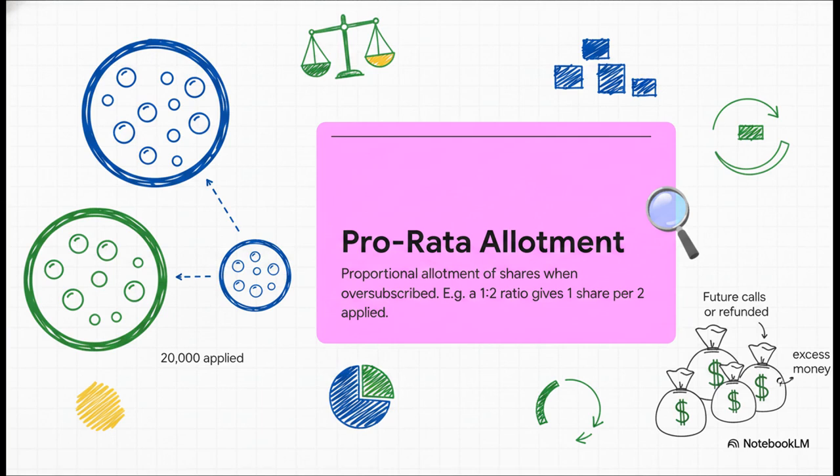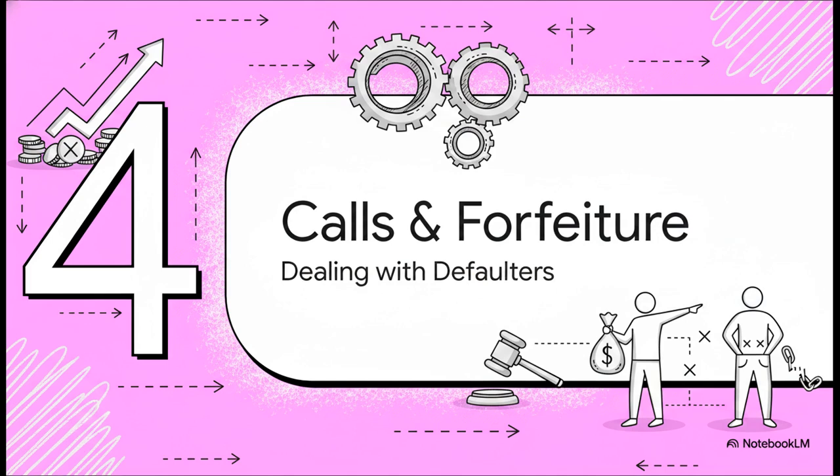It's just a strictly proportional math exercise. If 20,000 shares are applied for, but only 10,000 are available, we calculate the ratio. In this case, that's a 1-to-2 ratio. This means for every 2 shares an investor applied for, they're allotted exactly 1 share. The excess money they sent in is typically kept by the company and adjusted against future calls, or it's just refunded. All right, moving right along to part 4, calls, forfeiture, and reissue.